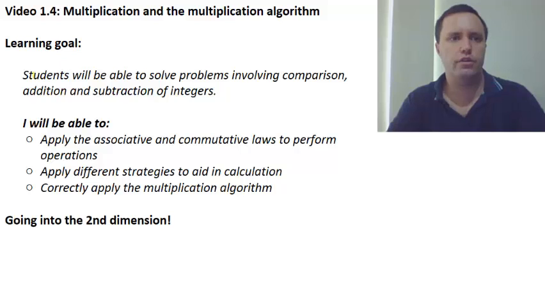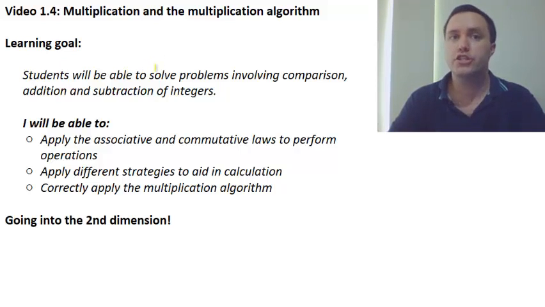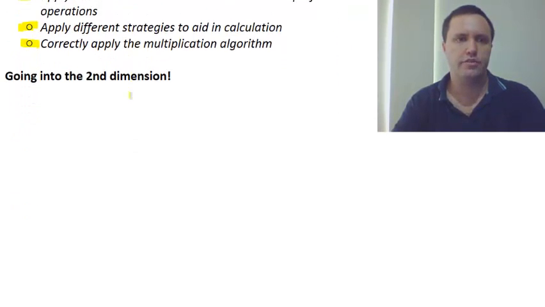So our learning goal, as normal, is that students will be able to solve problems involving comparison, addition and subtraction of integers. And what you're going to want to be able to do once you finish this is apply the associative and commutative laws to perform operations, apply different strategies to aid in calculation, and correctly apply the multiplication algorithm.